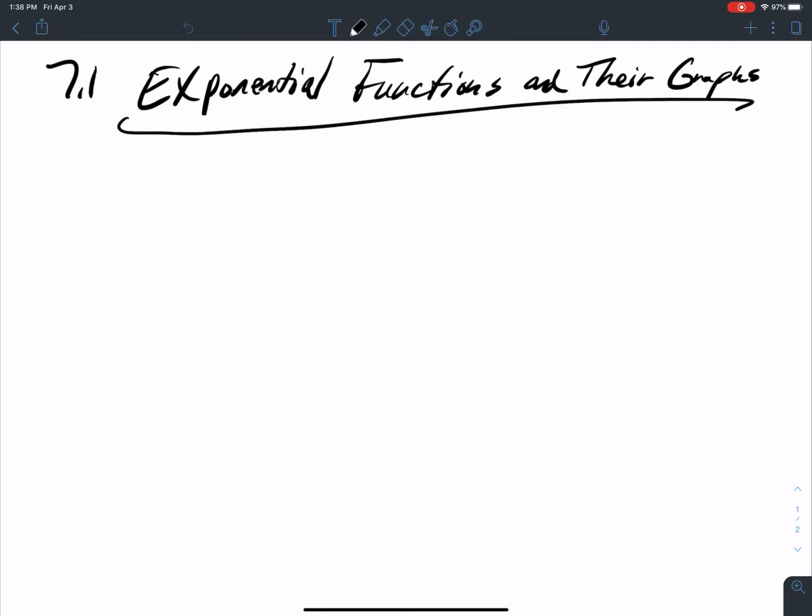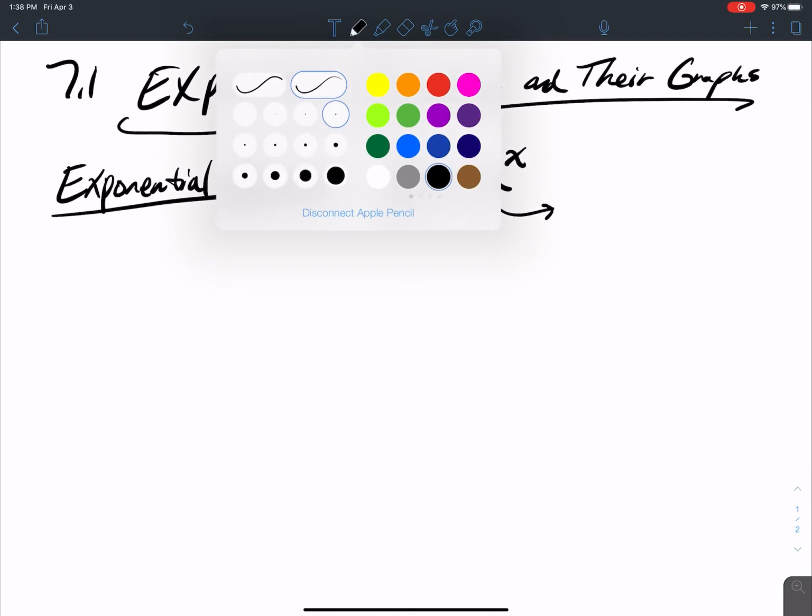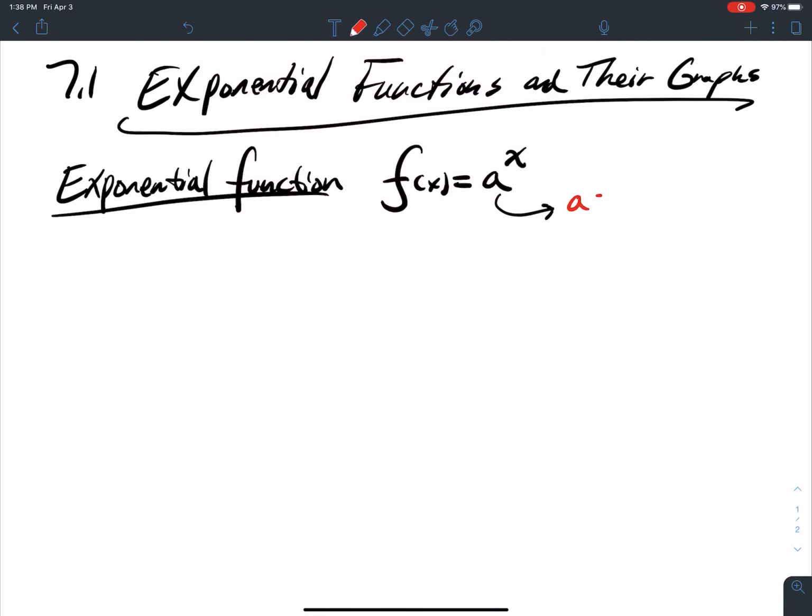Exponential functions and their graphs. So an exponential function f of x equal to a to the x. Now a here, this number a is the base.